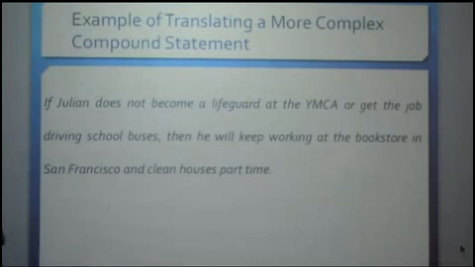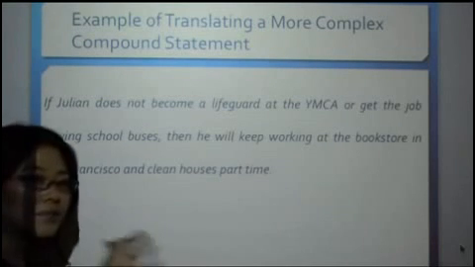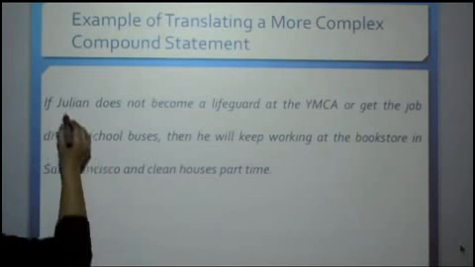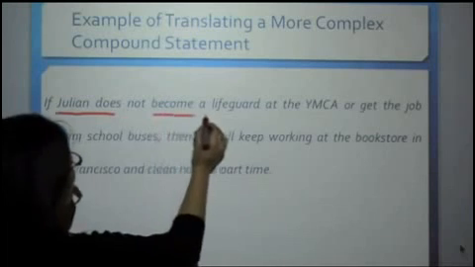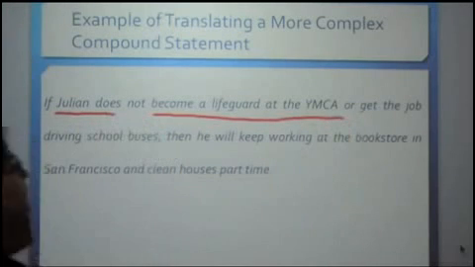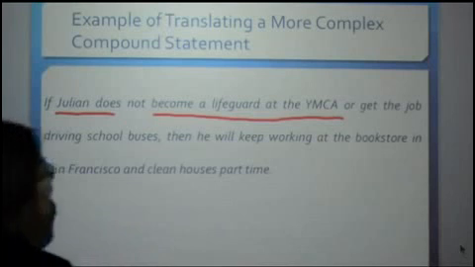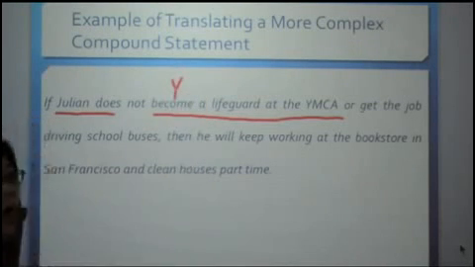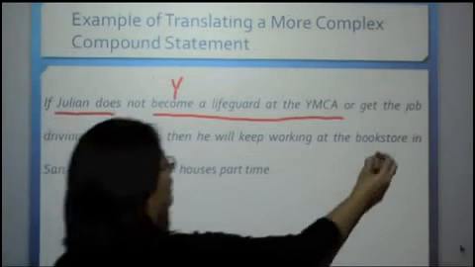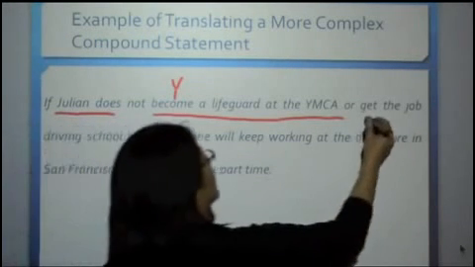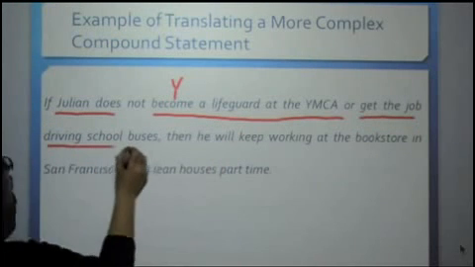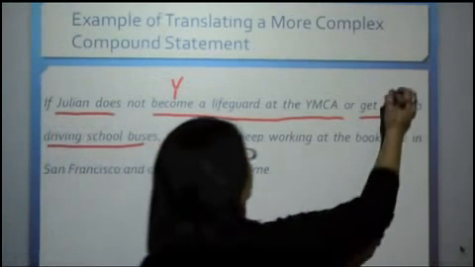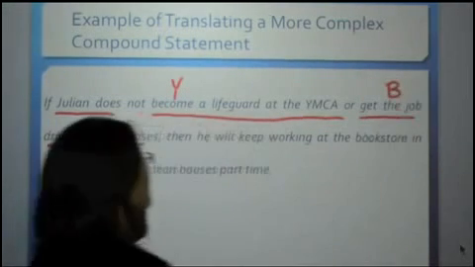Now here we see that, and remember you want to identify the simple statements, okay? Negations are not simple statements, okay? So here we have Julian does become a lifeguard at the YMCA. That's one simple statement. And I'm going to go ahead and give that simple statement the propositional variable y, okay? Then we have Julian does get the job driving school buses, okay? And I'm going to give that simple statement the propositional variable b, okay?